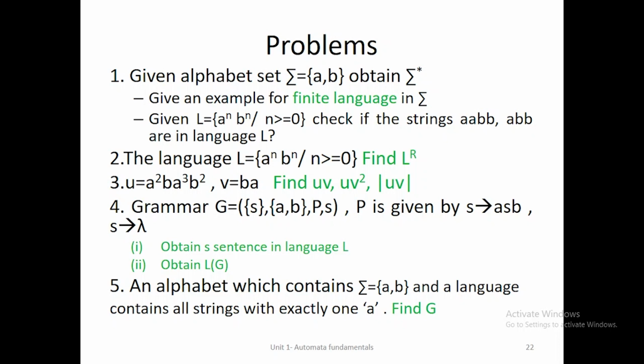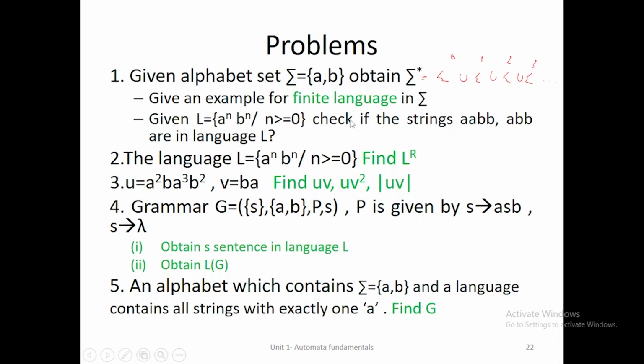Here we will discuss a few problems based on those concepts. It is already discussed; just be aware of whether we know about these concepts or not. So given an alphabet set sigma, which contains 2 symbols A, B, obtain sigma star. So what is the meaning of sigma star? Sigma star is equal to sigma power 0 union sigma power 1 union sigma power 2 union sigma power 3 and so on.